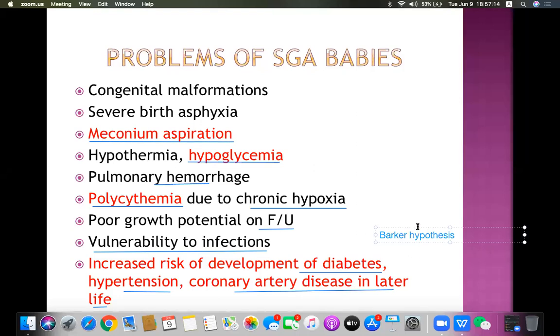So let me revise once again. If a baby is born IUGR, and later on, when that person becomes an adult, there is a high risk of development of type 2 diabetes, hypertension, or coronary artery disease.